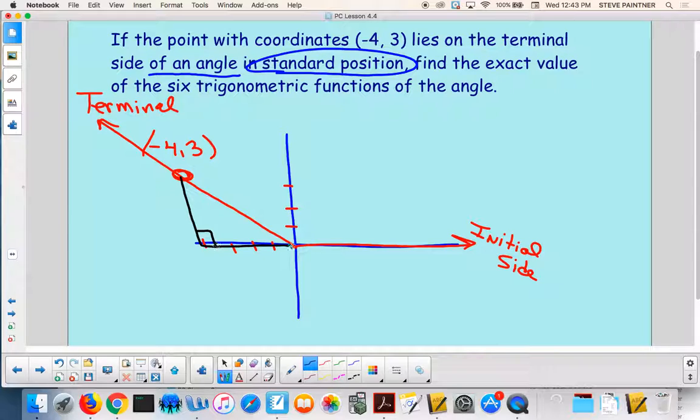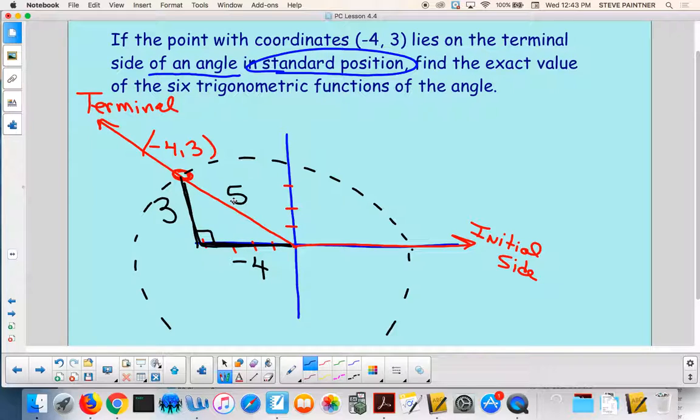This is what leg? That is x, backwards 4, so it's negative. This is up 3. What you don't have is the hypotenuse or the radius. Now remember, it is just a circle, right? It's 5. Now, if it wasn't that easy, you'd have to do the Pythagorean theorem. Now this is a special triangle, the 3, 4, 5. But the Pythagorean theorem would give you the hypotenuse.